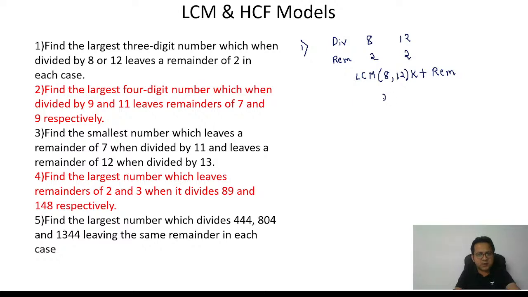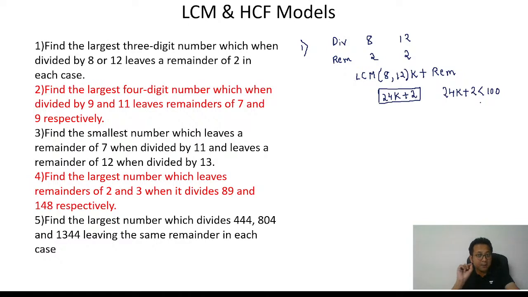So what is the LCM of 8 and 12? LCM of 8 and 12 is 24. So 24K plus the remainder. The number will be of this format. And you have to check, they're asking you the largest three-digit number. So how will you find out? You will just say 24K plus 2 should be less than 1000, and then you can solve for K.